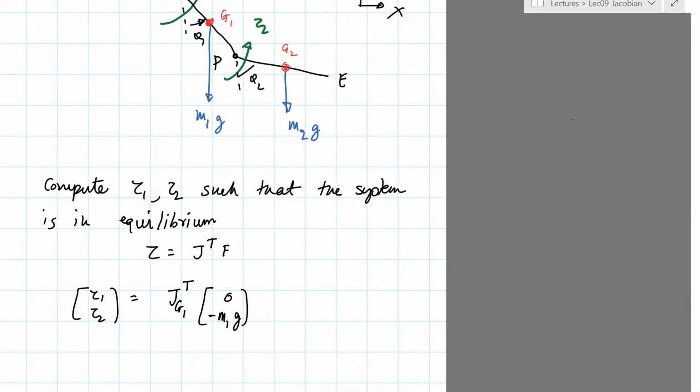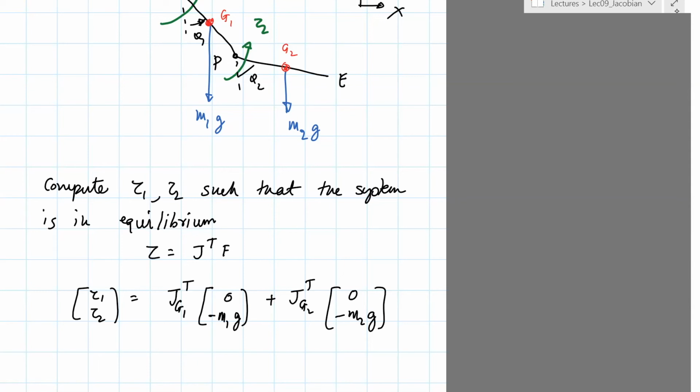You need to compute a Jacobian at G1. That's the first part. The second part is JG2 transpose times (0, minus M2G). Remember that Jacobians are defined for an individual point. So the moment you have different forces at different points, you will have to compute the Jacobian of that point. So what remains to be done now is to just get the Jacobian at G1 and G2.